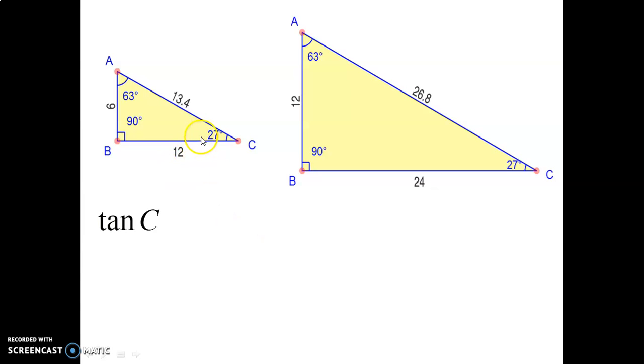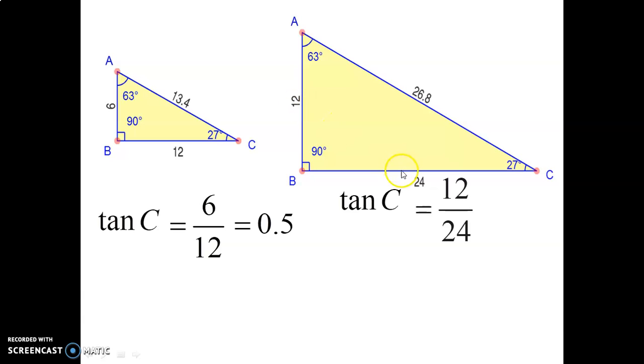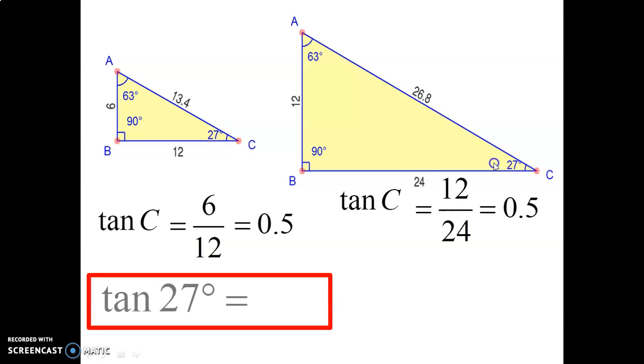So tangent in here will be opposite over adjacent. That means 6 over 12. And that's 0.5. And that's what you got on your calculator. You did tangent of 27. But here we have a bigger triangle, so we're going to do tangent here also. Tangent of angle C is opposite 12 over 24. That's also 0.5. So the point here is that when your calculator gives you that value of 0.5 when you punch in a trig ratio, it's telling you the proportion between two sides of a triangle of any size that has that angle. Okay, so tangent of 27 will always be 0.5, no matter the size of the triangle.